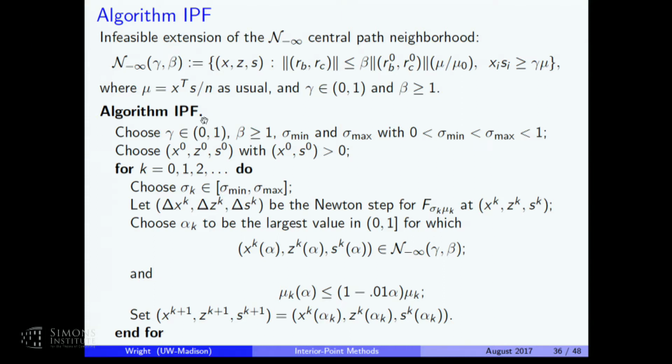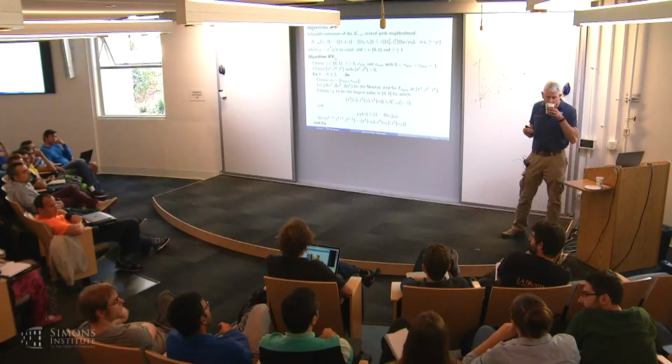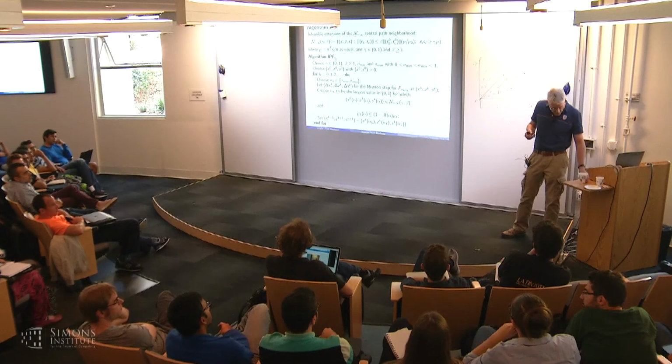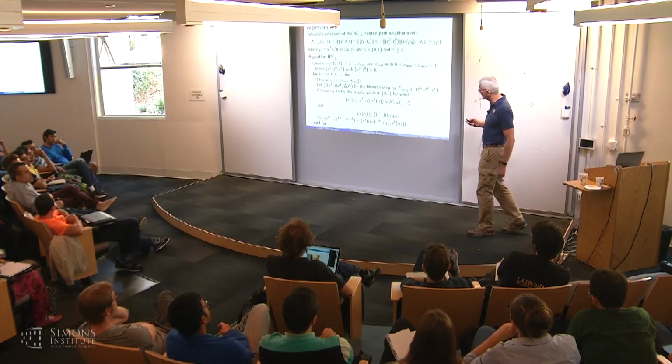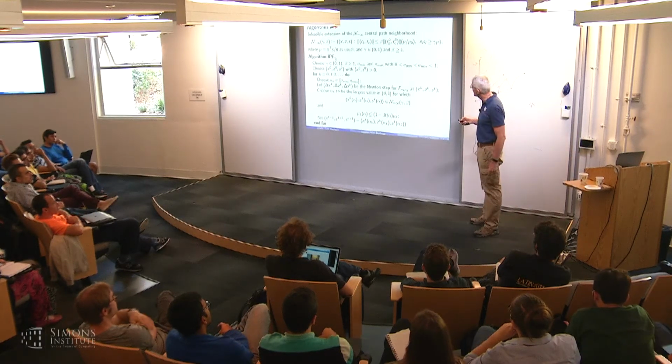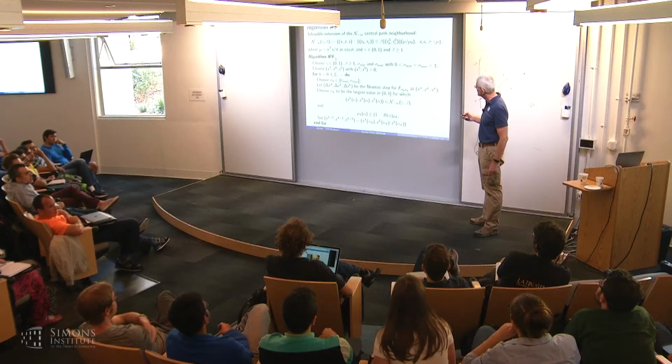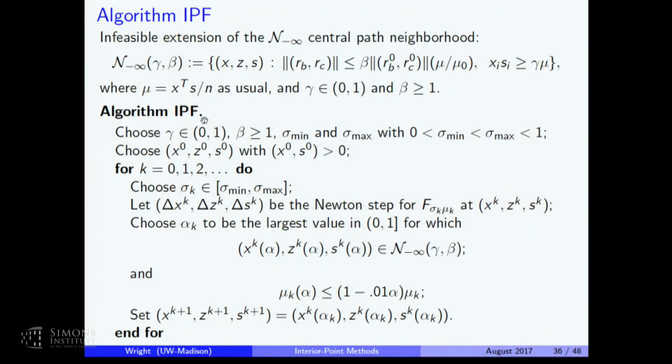Question. Yeah. So what happens if there is no feasible solution? Yeah, good question. Then this is going to get stuck. It's not going to be possible to drive these to 0 and simultaneously maintain non-negativity. So the theory depends on having a feasible solution. But do you get a certificate? No, you don't with this method.